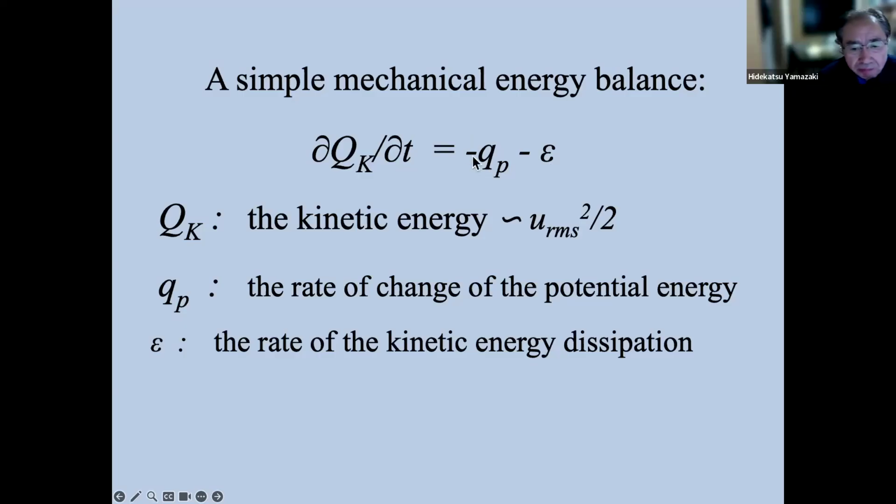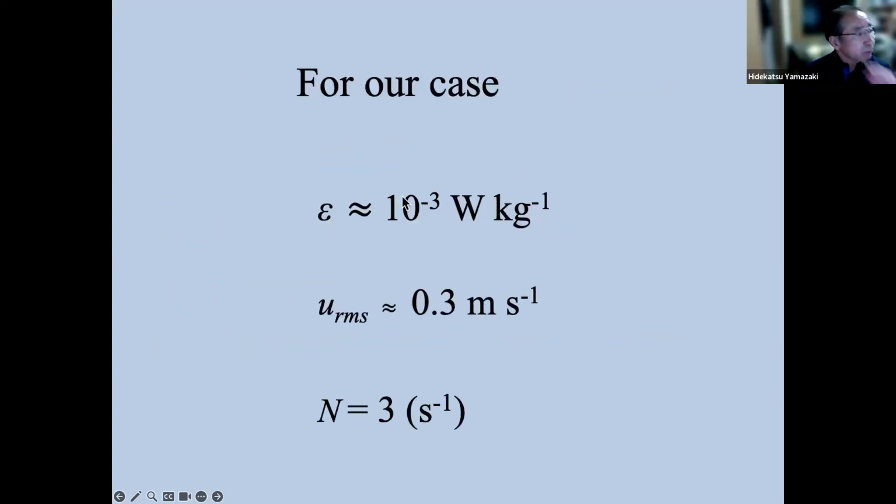Potential energy is no more than 20%. So if we assume this is 0, we can estimate what epsilon should be. In this case, epsilon is 10 to the minus 3. I showed you, the turbulence patch in the interior of the ocean is somewhere around 10 to the minus 8 to 10 to the minus 7. The fluctuating velocity of this coffee cup case is about 0.3 meter. N was 3. So we make use of these numbers.